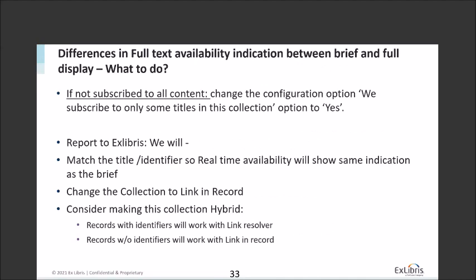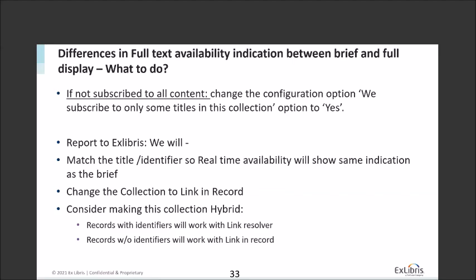Okay, so what to do in these cases? The first option that customers can do on their own, if it suits and if this is the case, is to change the configuration option from "we subscribe to only some titles in this collection" from no to yes. This is a good option if you're not subscribed to all content and you're willing to see only the content that has identifiers and will work in CDI.